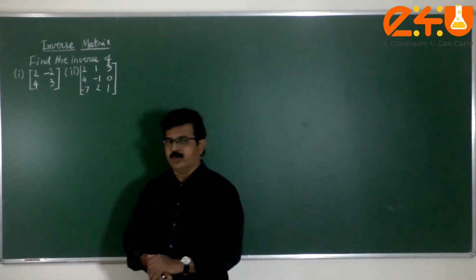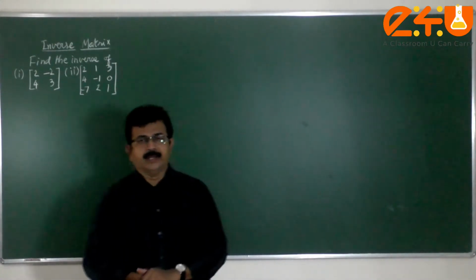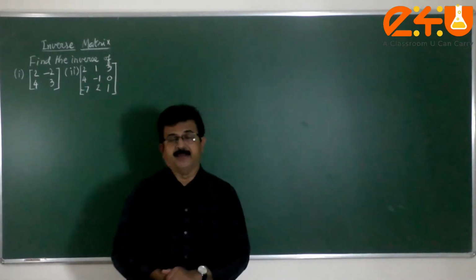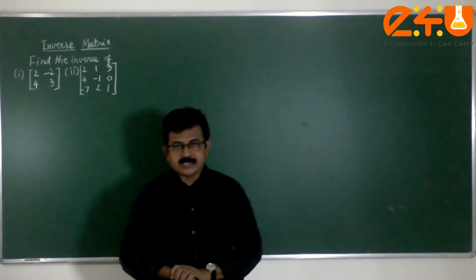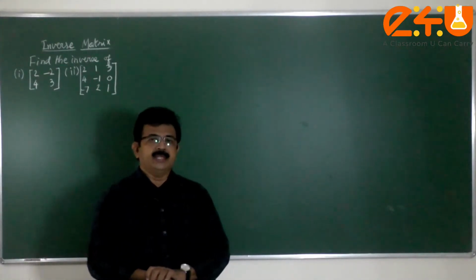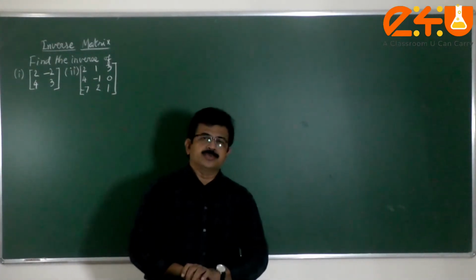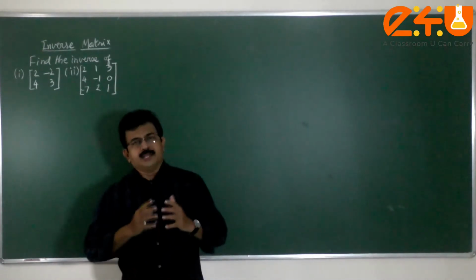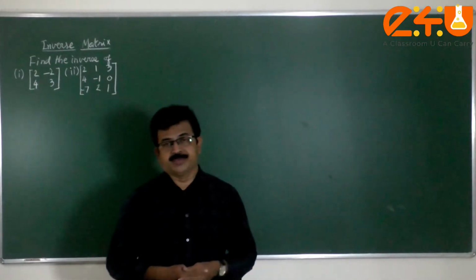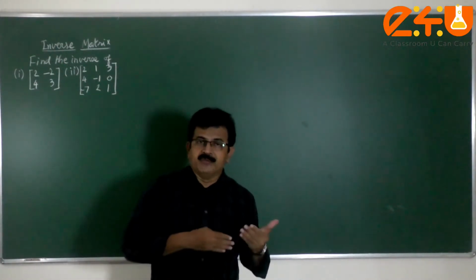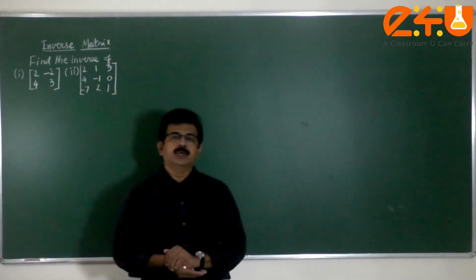So that is the formula. The determinant A happens to occur in the denominator, 1 by determinant A. So definitely the inverse of a matrix doesn't exist if determinant A is 0. Determinant A becoming 0 implies there is a special name for the matrix: it is called a singular matrix. If the determinant value is 0, the name given to the matrix is singular matrix.